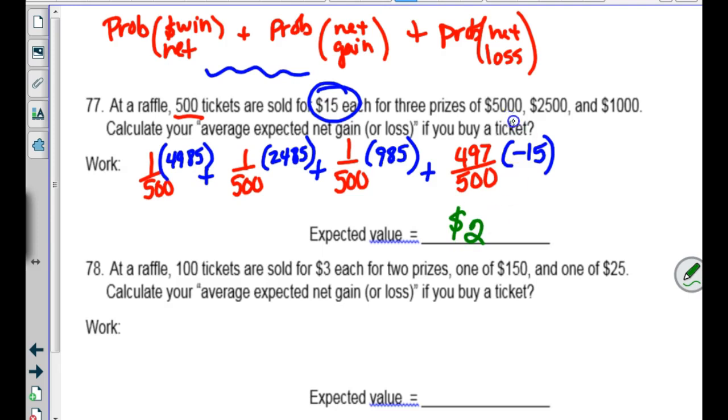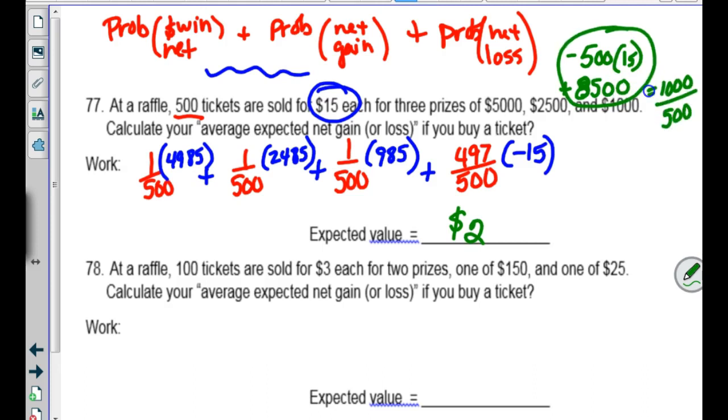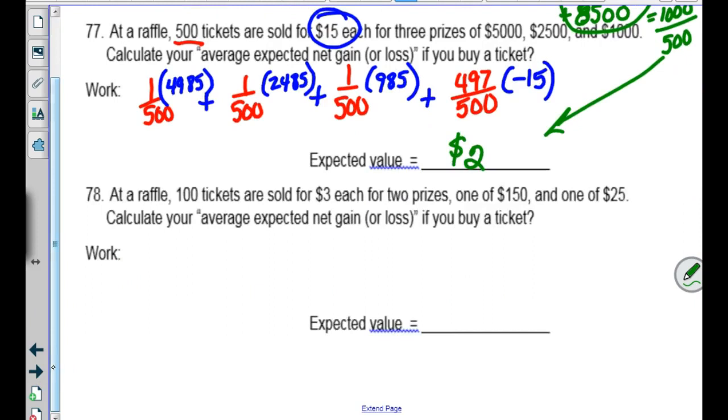If we wanted to figure that out, we could say I bought 500 tickets at $15 each. So that's negative. And then I won, let's see, if we added all these up, what would you have? $8,500. So negative 500 times 15 plus 8,500 is $1,000. Why is the answer not $1,000? Average expected means out of the total tickets. So if you say, this is what I spent, I bought all the tickets, I made $1,000, but it was per ticket, so that's why it came out positive 2. Let me do the other one. Yes or no?